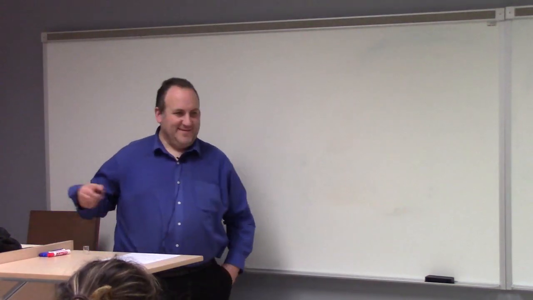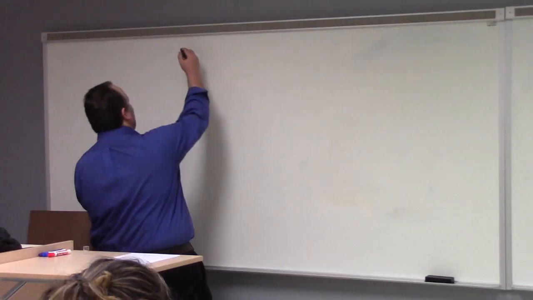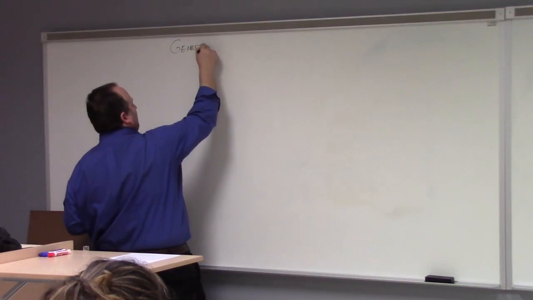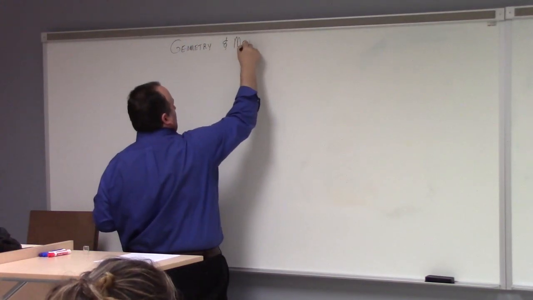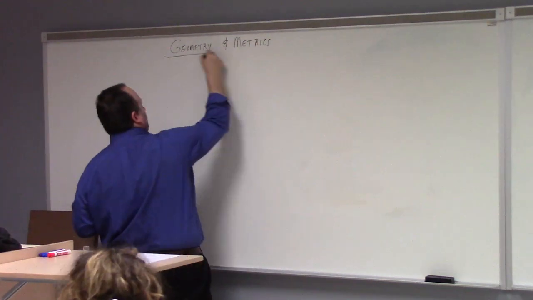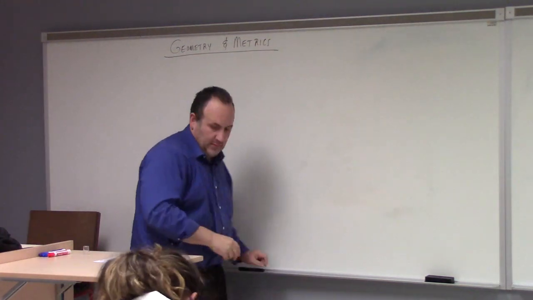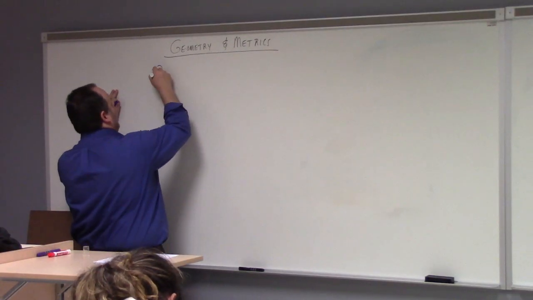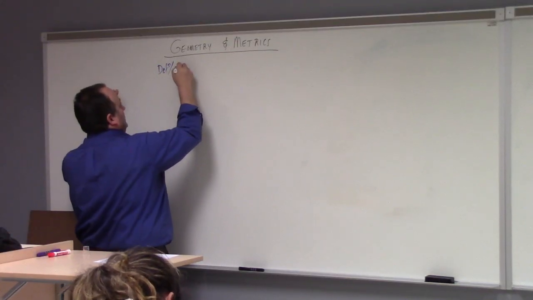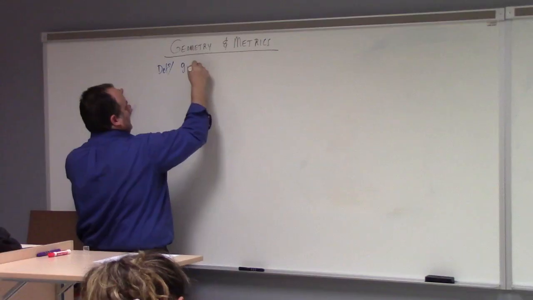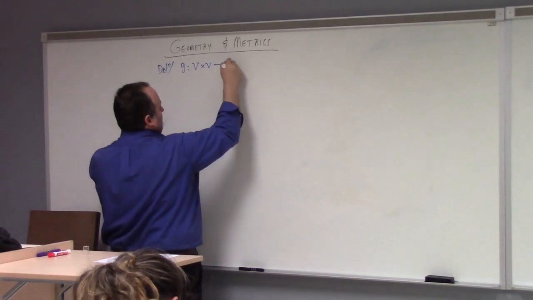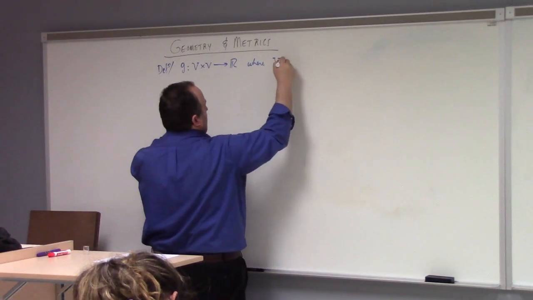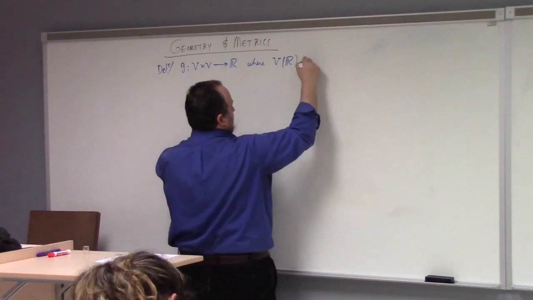So, let me start over. Geometry and metrics. All right, so we began by defining a geometry, right? So we said G goes from V cross V to the reals, where V is a real vector space.